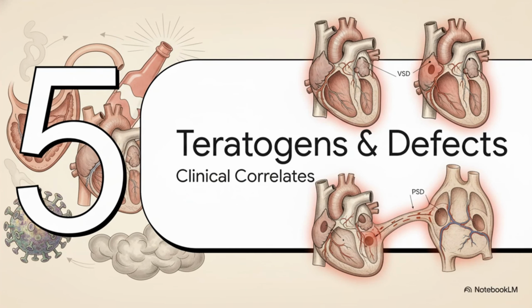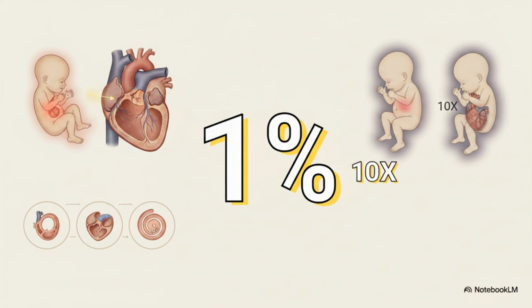Section 5. Teratogens and heart defects, clinical correlates. So far, we've covered the normal, textbook embryology. But what happens when these exact mechanisms get disrupted? Well, here's a pretty sobering statistic. Heart and vascular abnormalities actually account for a full 1% of all malformations among live-born infants. And it's even more severe in pregnancies that don't go to term. The incidence among stillborns is a staggering 10 times higher.